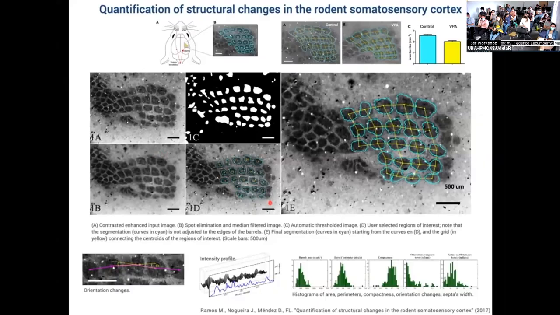These regions define the initial curves for a curve evolution that adjusts to the barrel's geometry, giving the final segmentation. These are shown in figure E. The centroids of these regions define the center of the grid that connects the barrels according to the user selection. This grid allows the definition of how regions are related as well as the measurement of selected parameters. Automatic quantification might include different measures such as grid orientation changes, intensity profile variation measurements, area, perimeter, shape descriptors, among others.